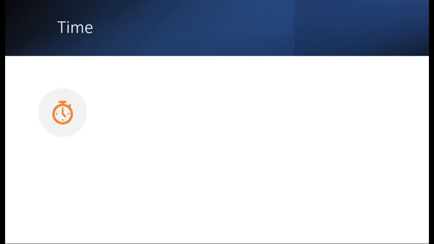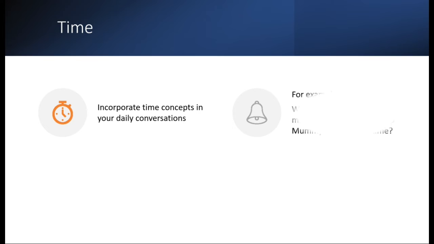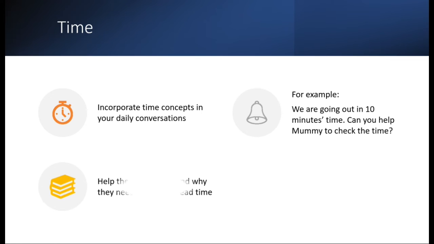What you can do with your child when you're teaching them about time concepts is to make it more relevant and meaningful by incorporating time concepts in your daily conversations. For example, you can say, we're going out in 10 minutes' time. Can you help mommy to check the time now? So what time would it be 10 minutes later? And get them to remind you, hey, is it time to go yet? Can you check the time for me? So through activities like this, it helps them to understand why they need to know how to read time.